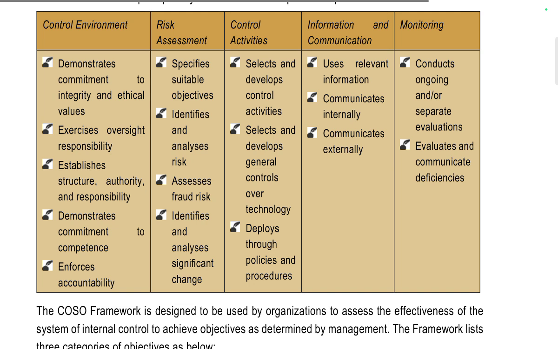Risk assessment: specifying suitable objectives. Risk assessment: identifying and assessing risk. Risk assessment: assessing fraud risk. Risk assessment: identifying and analyzing significant change.